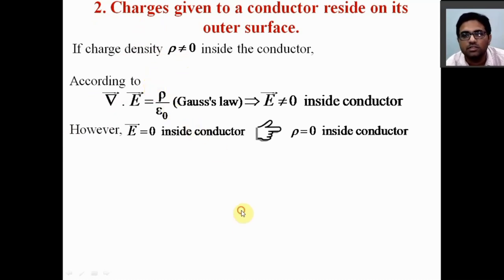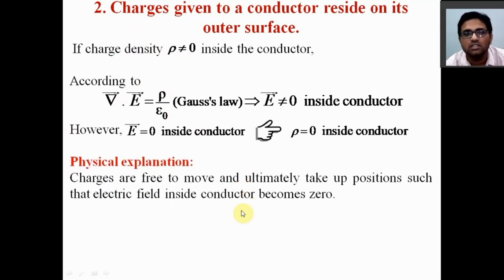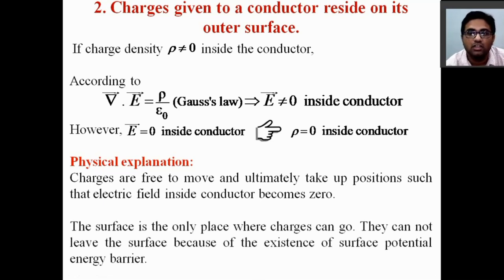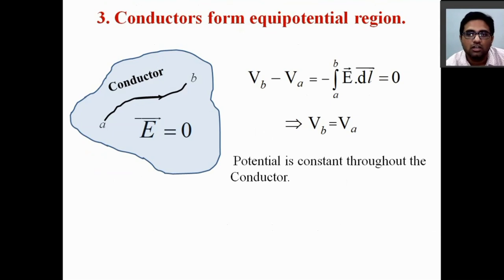Now let's understand physically. The charges in a conductor are free to move, right? They ultimately take positions in such a way that the electric field inside becomes zero. The surface is the only place where the charges can go, and they cannot leave the surface because of the existence of a surface potential energy barrier. Okay, so the next property is that conductors form an equipotential region.